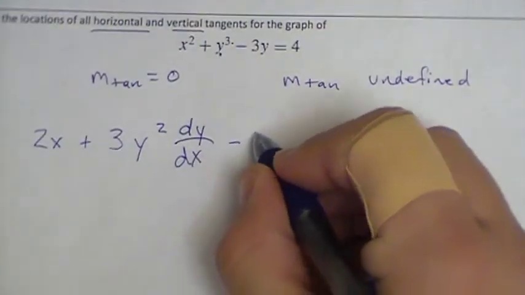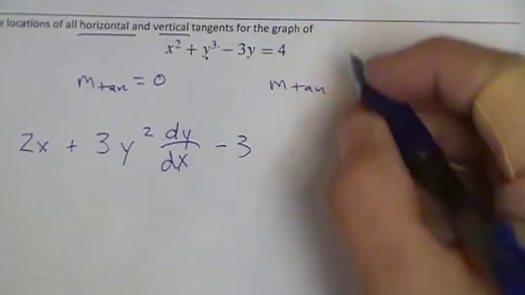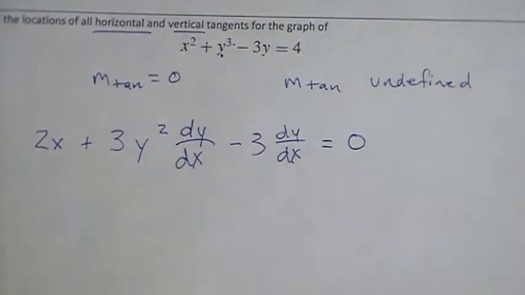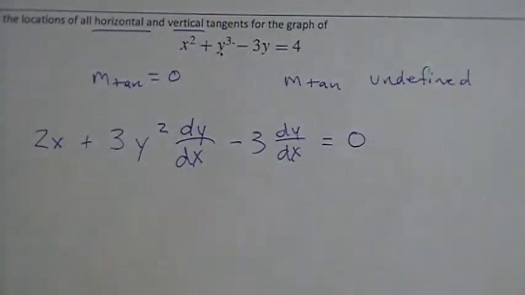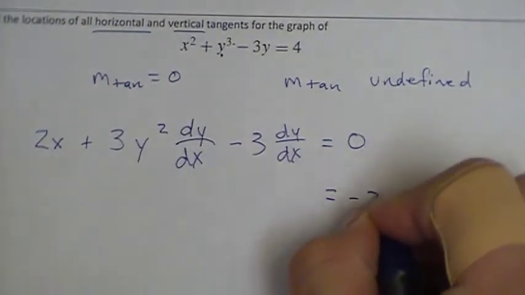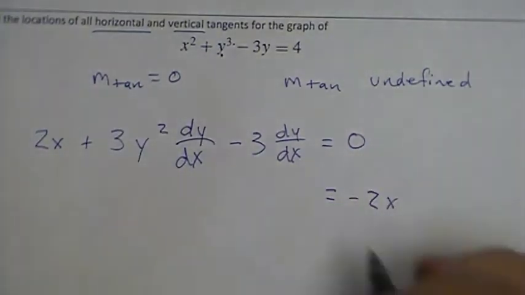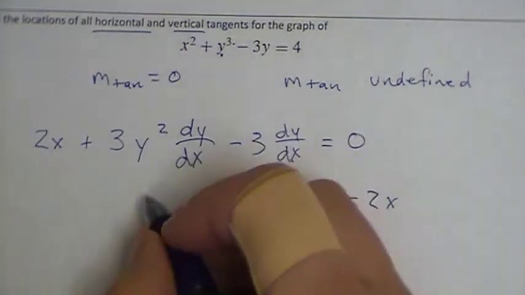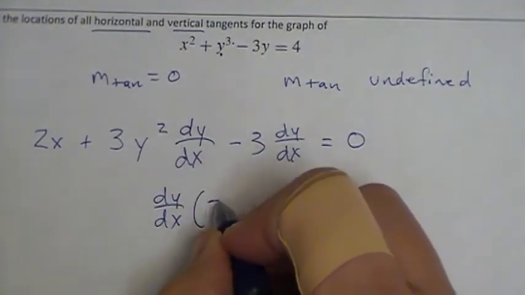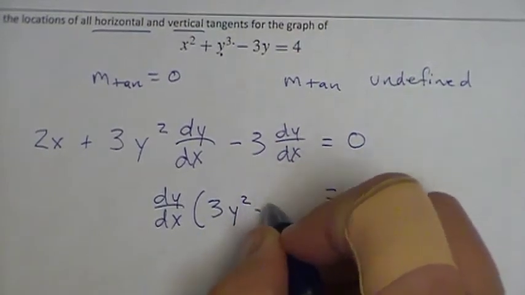Then I'm going to have minus 3 times the derivative of y, and the derivative of y with respect to x is dy/dx. And then the derivative of 4 on the other side of the equation is 0. Just like we've done in class pretty frequently, we want to see if we can isolate dy/dx. This term does not have a dy/dx on it, so we'll move it to the right side of the equation. I have these two terms left, both of which contain a dy/dx, so I'm going to factor dy/dx out as a common factor.